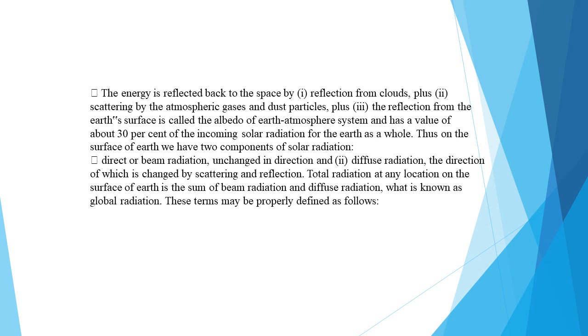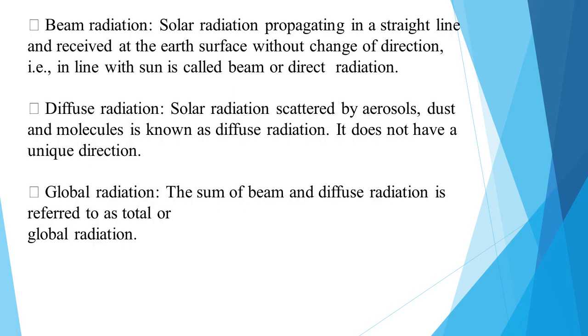Thus, on the surface of the Earth, we have two components of solar radiation: direct or beam radiation, unchanged in direction, and diffuse radiation, the direction of which is changed by scattering and reflection. Total radiation at any location on the surface of the Earth is the sum of beam radiation and diffuse radiation, which is known as global radiation. These terms may be properly defined as follows.